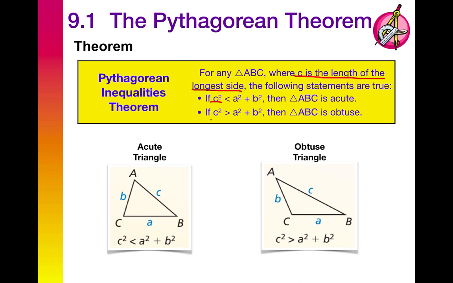But if C squared is greater than A squared plus B squared, then we get an obtuse triangle. So this side C is longer than, say, a right triangle. Then this angle is going to get bigger than 90 degrees, therefore we have an obtuse triangle. So we can use the Pythagorean theorem and inequalities to determine what type of triangle it is.